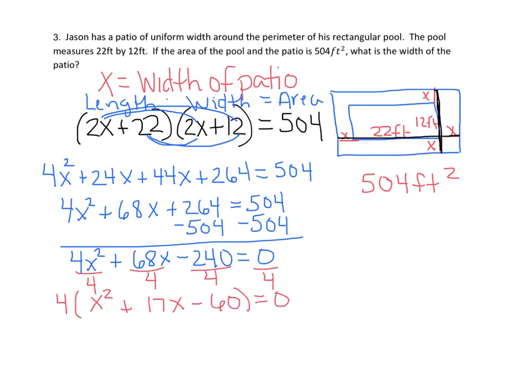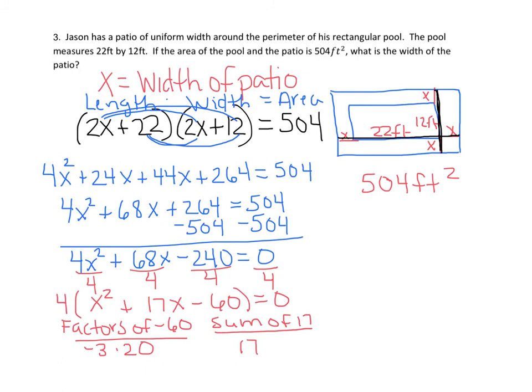Now in this case, remember we're looking for our two binomials when we finish our factoring. The 4 isn't going to play much of a part here in finding our answer. It just is going to make it easier for us to factor. So now we can find our factors of negative 60 and we need them to have a sum of 17. Negative 3 times positive 20 would give us a negative 60, and it would also give us a sum of positive 17. So now we can write our factored form.